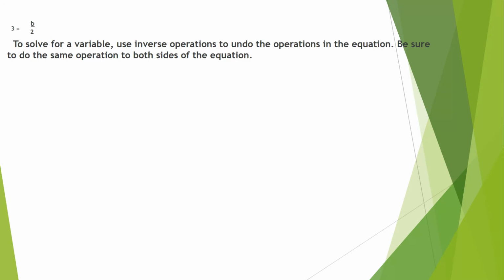Okay. We will move on to the second question. Now 3 is equal to B divided by 2.